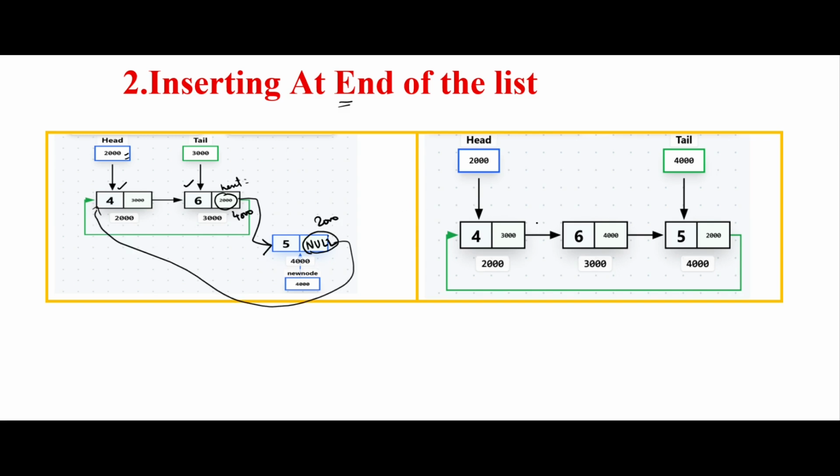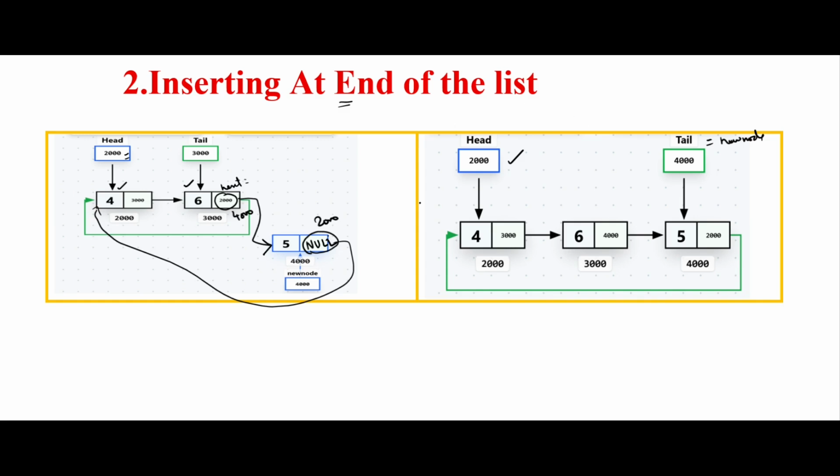Okay, after inserting, the diagram looks like this. Head is 2000 pointing to the first node. Here, the last node becomes the tail now. Previously, 6 is the last node, but now we added at the end, so 5 is the last node. So tail equal to, finally, what we have to do? New node. So the new node address 4000 will go here so that it is pointing here. So this is the main thing we have to do.